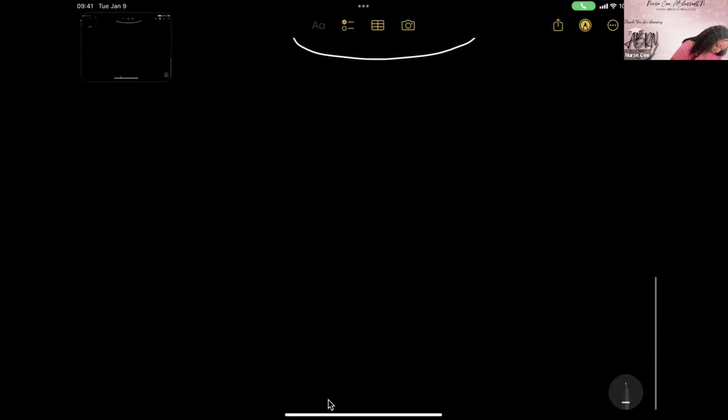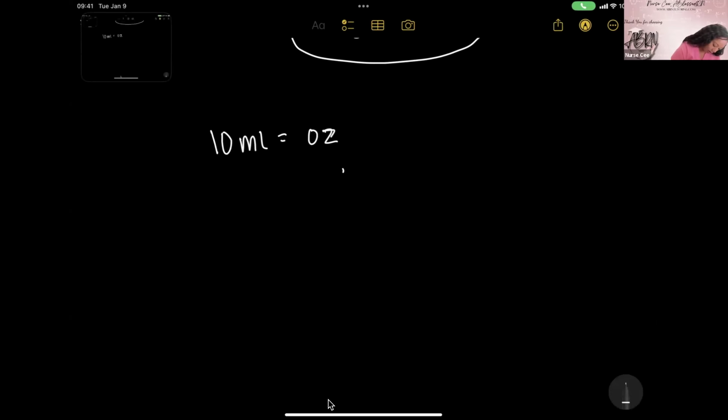All right, so we want 10 milliliters and we want to go to ounces, okay? So I am going to write my goal. My goal is what I'm looking for. I am looking for ounces, okay? So then I'll write my puzzle piece to the side. These are going to be my metric conversions that I know, okay?